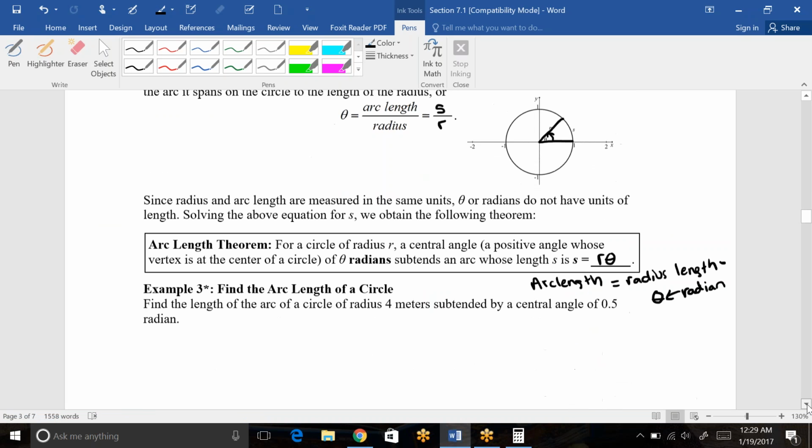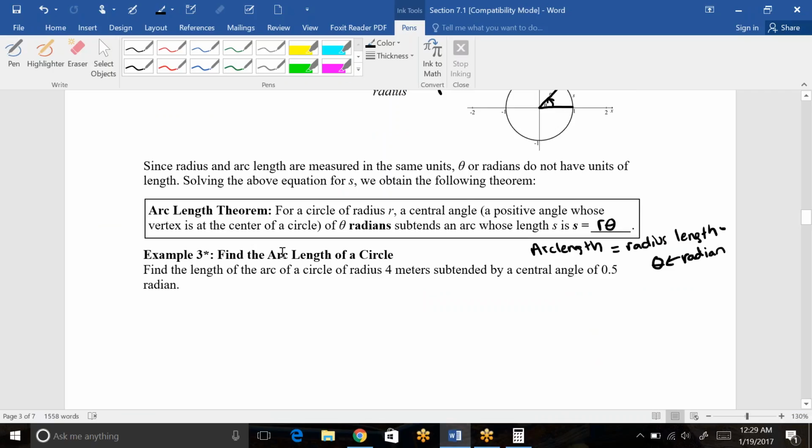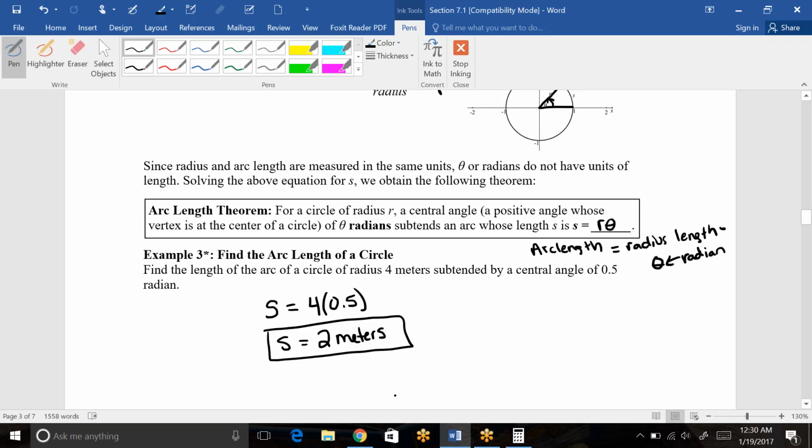Okay, so here we're going to use our formula. Find the length of an arc of a circle of radius 4 meters subtended by a central angle of 0.5 radians. So notice you can't use this formula unless you're in radians, and we are. So we need to find the length of the arc, so that's S, and we have our radius, which is 4, and we also have our radians, which is 0.5. So 4 times 0.5 is 2, and this would be in meters as well. So the arc length is 2 meters.